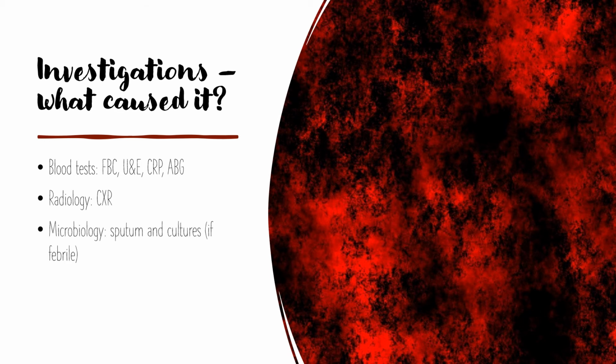The idea of doing investigations is primarily to find out what caused the respiratory failure. You need to do blood tests, such as a full blood count, U&Es, CRP level, and an ABG, which is so important to look for acidosis or alkalosis via the pH. Then there's chest x-rays. You do sputum cultures if the patient is febrile. And lastly, spirometry, which is really good at looking for those long-term diseases that typically cause respiratory failure, like COPD, neuromuscular disease, and GBS.